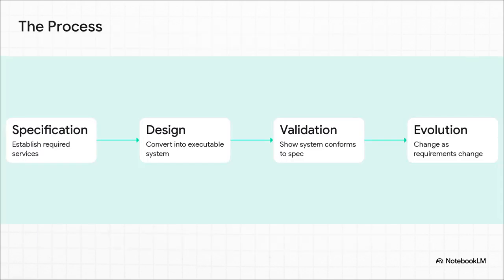And that gives us our baseline roadmap. It doesn't matter if you're building a tiny mobile game or a massive global banking system, every single piece of software universally goes through 4 distinct phases: specification, design, validation, and evolution. This coherent set of activities is literally the backbone of the entire engineering effort.